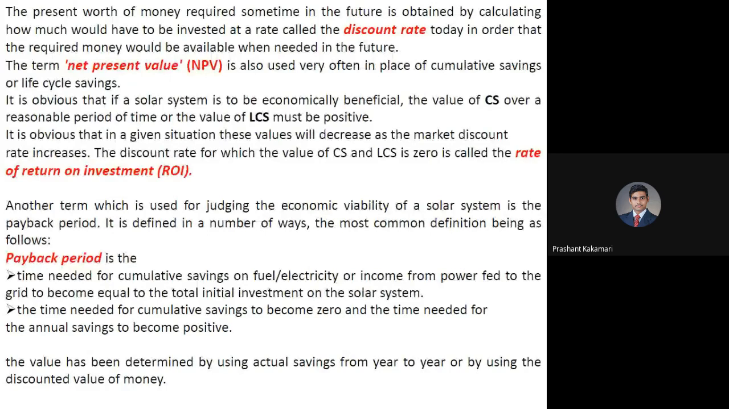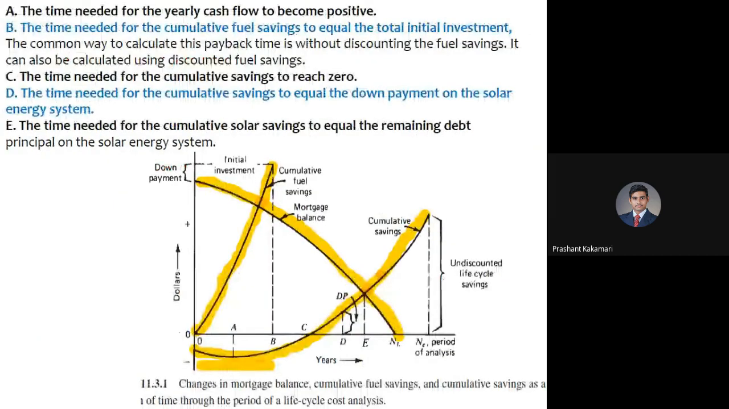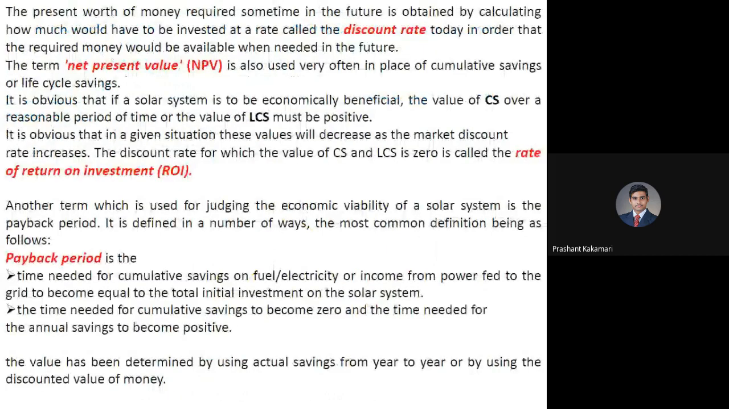And also the discount rate for which the value of cumulative savings or life cycle savings is zero, that is called the rate of return. The meaning is, see here, the cumulative saving curve and the life cycle savings. You see both the points. If both the points are zero, or if you take the difference of these two, if the difference of these two is zero, then I can say that the rate of return is achieved.